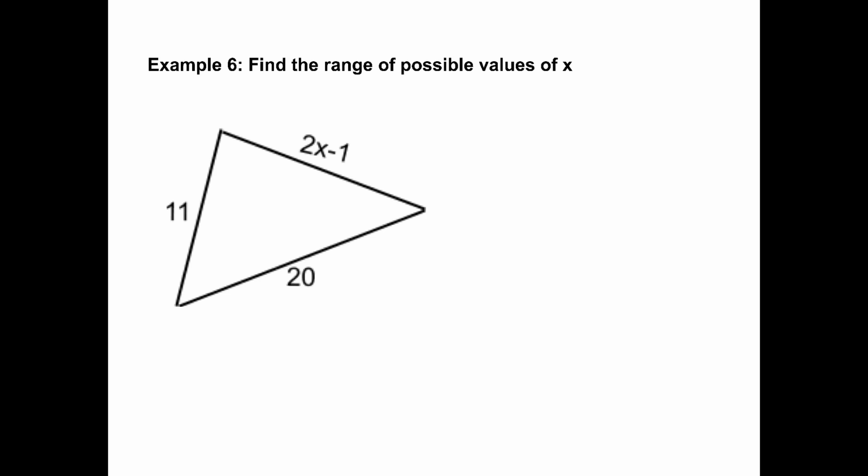So this last one, anytime you have a missing side length, finding the range of the possible values of x, these are the 2 sides that you know. Subtract them for the smallest value, add them for the biggest value that this side could possibly be, and then use that to solve for the 2x minus 1. So just like the last example, just a different algebraic expression.